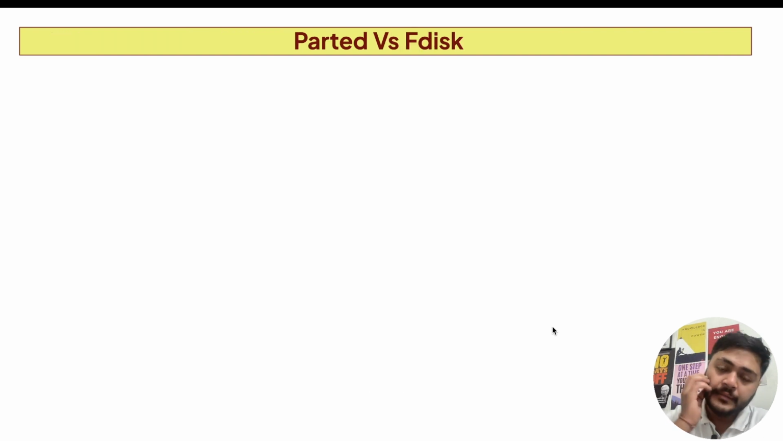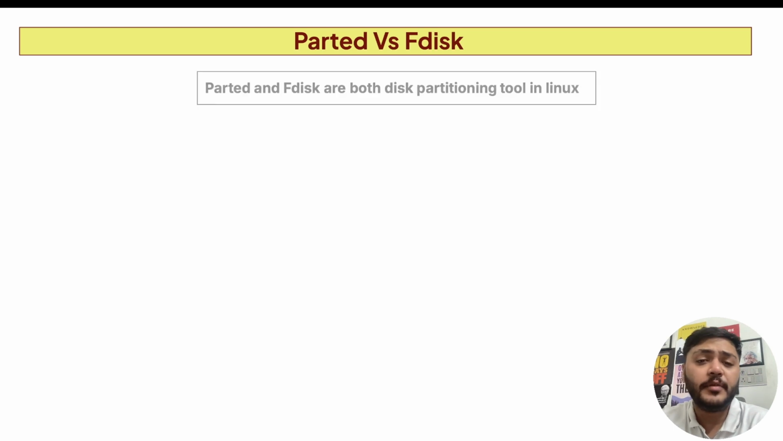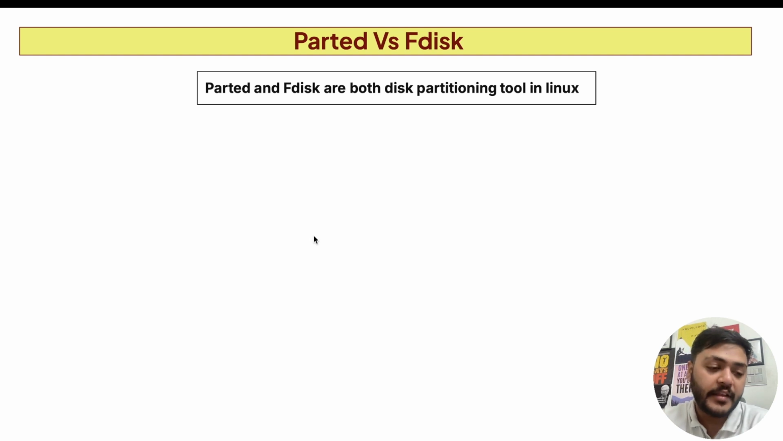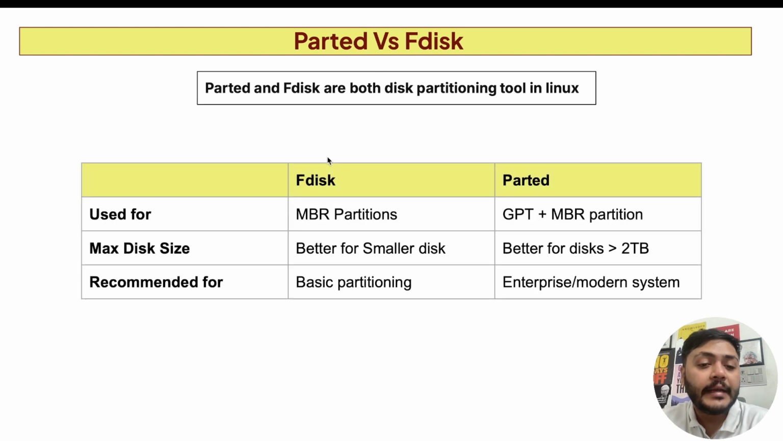Now let's quickly see the difference between parted and fdisk. Both are utilities used for disk partitioning, but there is a big difference between them. fdisk is used for MBR partitions, and parted is used for both MBR and GPT partitions. GPT partitions are for bigger systems. fdisk is better for smaller disks, and parted is better for disks greater than 2 TB.